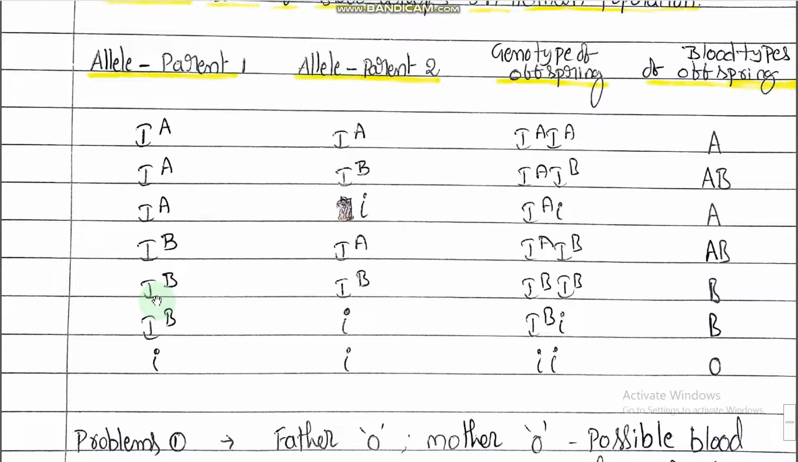Next, parent 1, IB, parent 2, IA. So what is the genotype of offspring? IA IB, say both are the same, right? So which blood group? AB. Next one, parent 1 IB, parent 2 also IB. So IB IB, which blood group? B. Parent 1 IB and parent 2 i. So genotype of offspring what? IB and i. IB and i means which blood group? B only. And parent 1 i, parent 2 small i. Genotype of offspring what? Small i i. Which blood group? O.